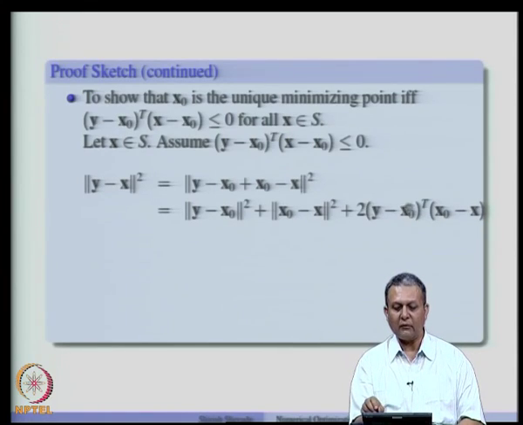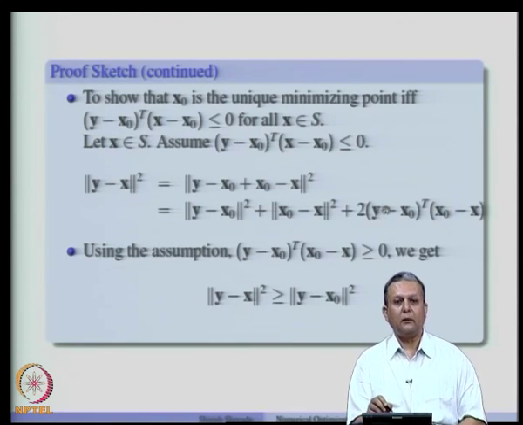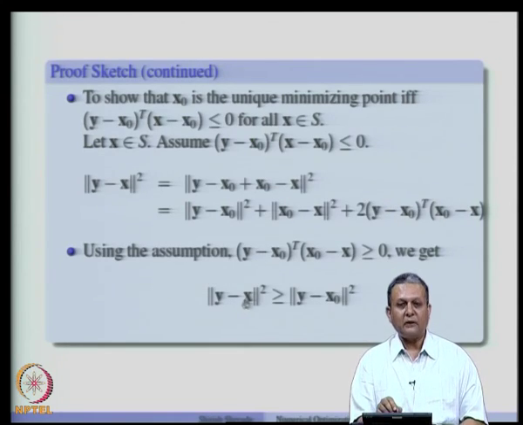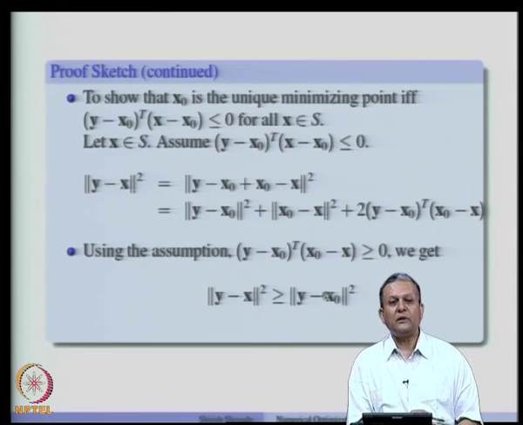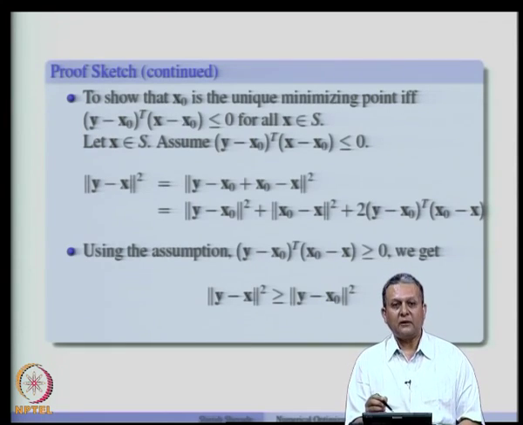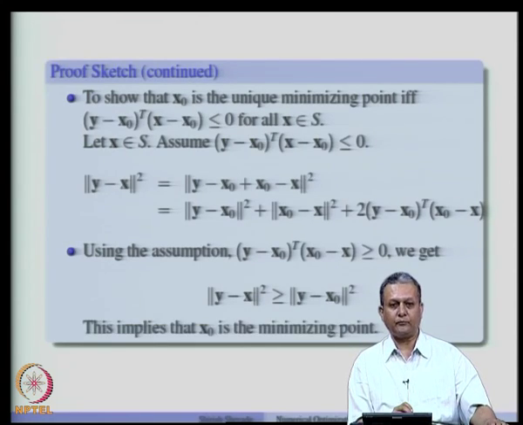So, these two terms are always greater than or equal to 0, which means that the norm of y minus x naught squared is greater than or equal to the norm of y minus x naught squared for all x belonging to the set S, and which means that x0 is the unique minimizing point from y.